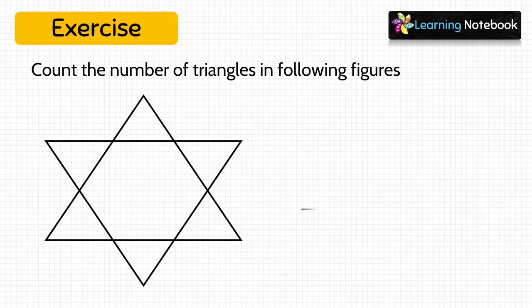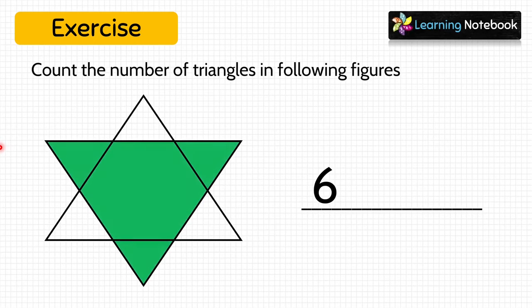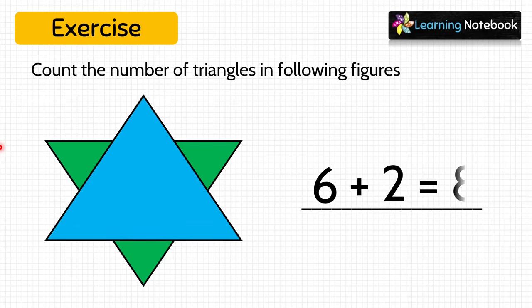Let's see the next question. Count the number of triangles in the following figure. Here we are given with a figure and we have to count the number of triangles. So let's first count the small triangles. 1, 2, 3, 4, 5, 6. So we have 6 small triangles. Now look carefully. We also have big triangles. One is this and another one is this. So 6 plus 2 big triangles equal to 8. So this figure has 8 triangles.